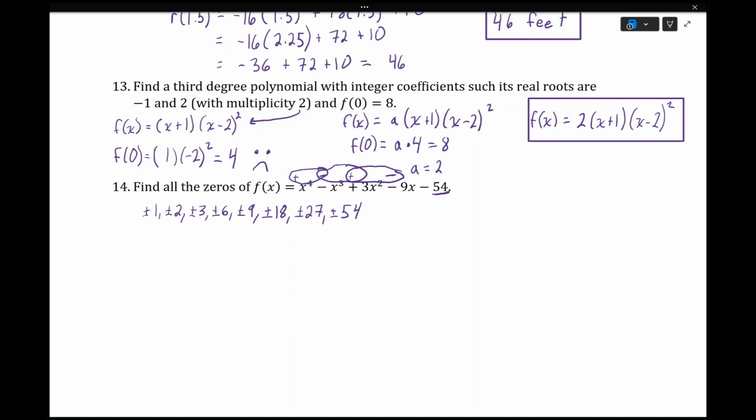So I'm just going to try some things. It looks like 1 isn't going to work, so I'm just going to go ahead and try 2. So let's see, 1, -1, 3, -9, -54.